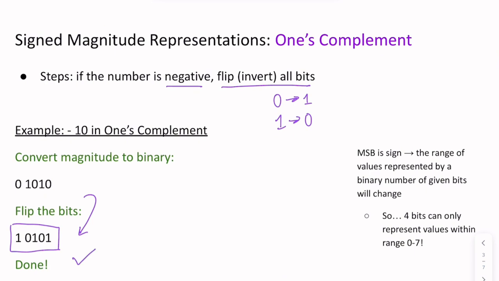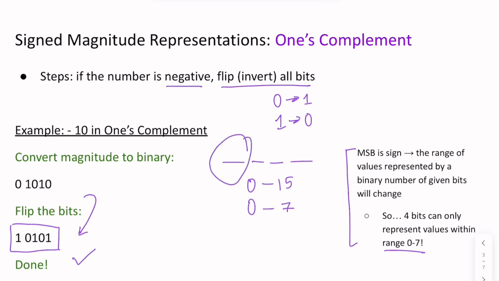So an important thing to note here is that I used 5 bits to represent this number, and that's because our most significant bit is the sign of our number. So with 4 bits, the range changes from 0 to 15 to 0 to 7 because our last bit is used for our sign.